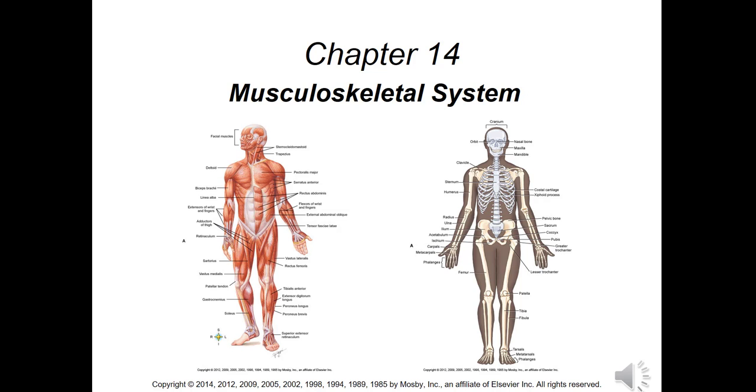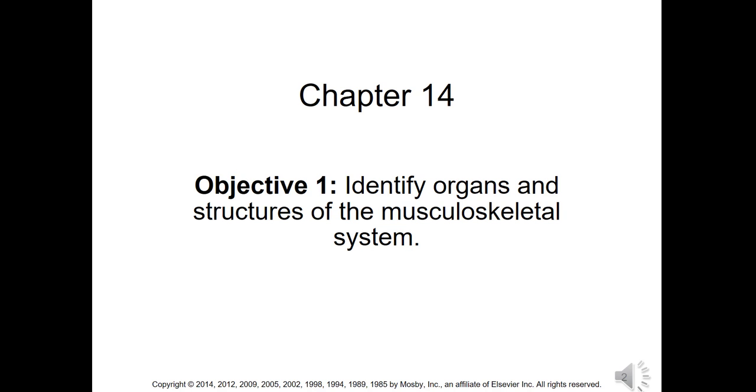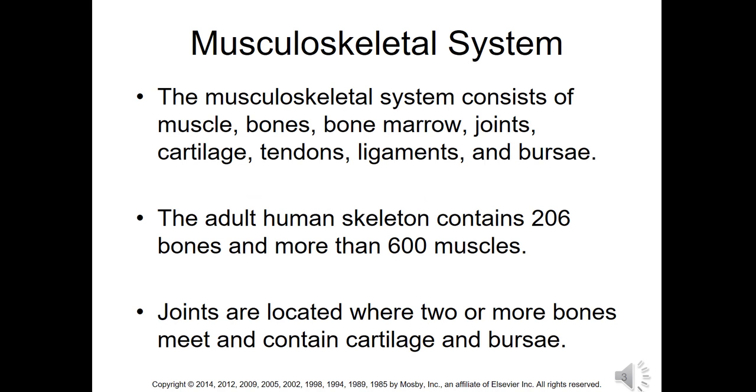So first thing we're going to do is go over the organs and structures of the musculoskeletal system. The musculoskeletal system consists of muscle, bones, bone marrow, joints, cartilage, tendons, ligaments, and bursae. And the bursae are actually fluid-filled sacs that kind of cushion the joint spaces. The adult human skeleton contains about 206 bones and more than 600 muscles, so it's a very extensive system and lots of moving parts, literally and figuratively.